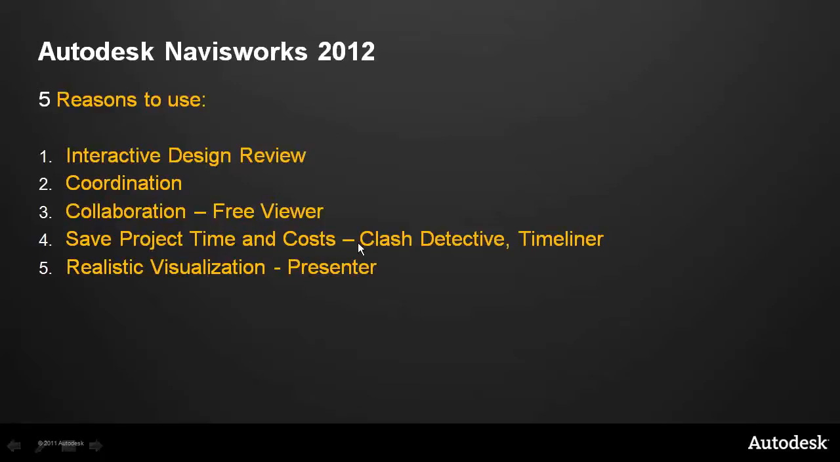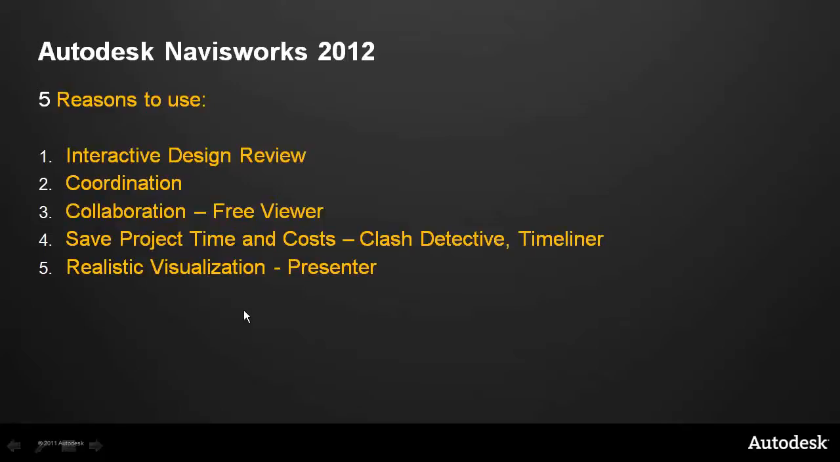Fourth reason for using it, there is the saving in project time and costs. I principally want to mention the Clash Detective. Remember that Revit has the ability to do clash detection, but only for Revit models. So the Clash Detective in Navisworks includes objects coming from other vendors, other software. Timeliner lets you actually put them in a sequence, and again you can use third-party products or things like Project, or you can build a timeline and then watch the building assembled according to your timeline.